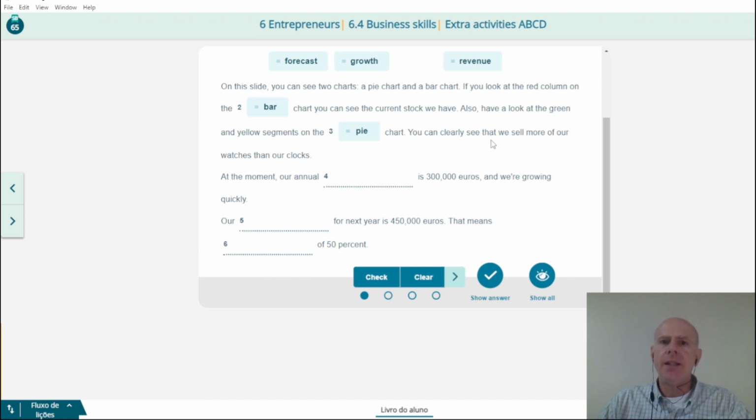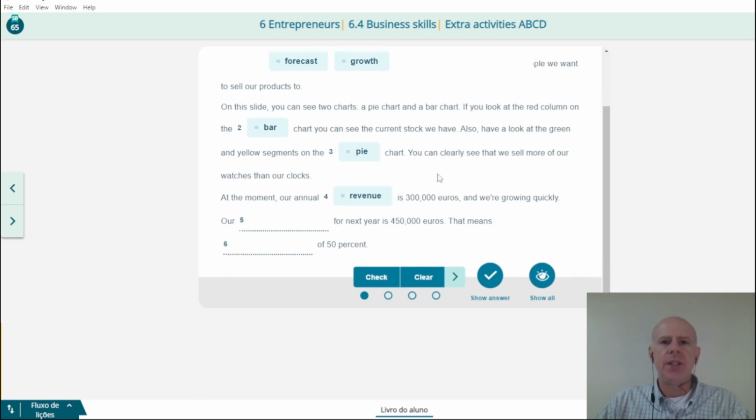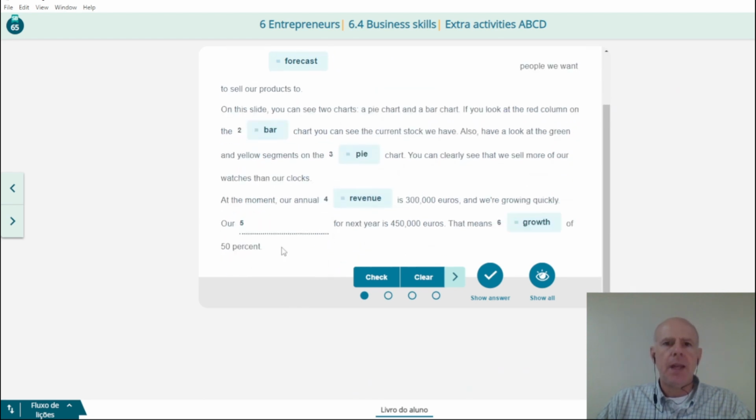You can clearly see that we sell more of our watches than our clocks. At the moment, our annual revenue is 300,000 euros. It's talking about money. Which one? It's revenue, right? It's 300,000 euros. And we are growing quickly. Our forecast for next year is 450,000 euros. That means growth of 50%. This means growth, right? And it's a forecast.